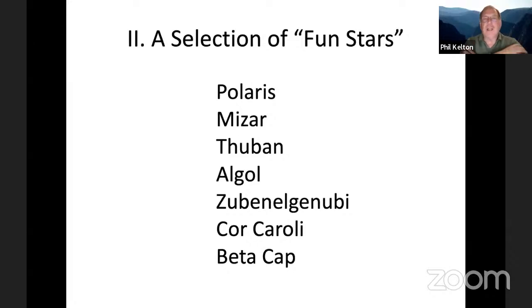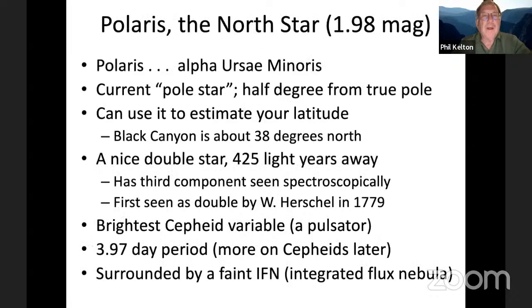Okay, so my second selection of stars out of my 24, I called, quote, fun stars, unquote, for various reasons: Polaris, Mizar, Thuban, Algol, Zubenelgenubi, Caroli, and Beta Cap. Okay, so Polaris is the first, which of course is the pole star. It's the current pole star, half a degree or so from the true North Pole. And because of that, you can use it to estimate your latitude.